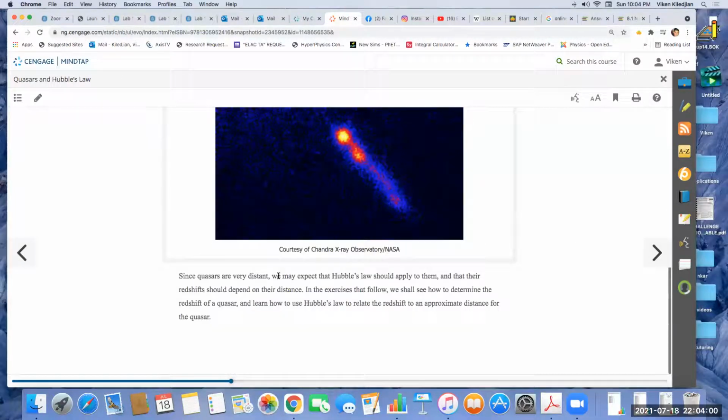Since quasars are very distant, we may expect that Hubble's law should apply to them and that their redshift should depend on their distance. In the exercises that follow, we shall see how to determine the redshift of a quasar and learn how to use Hubble's law to relate the redshift to an approximate distance for that quasar.